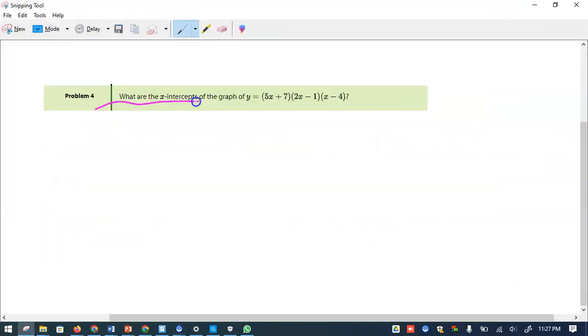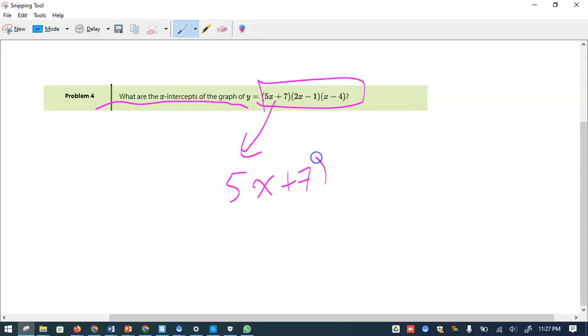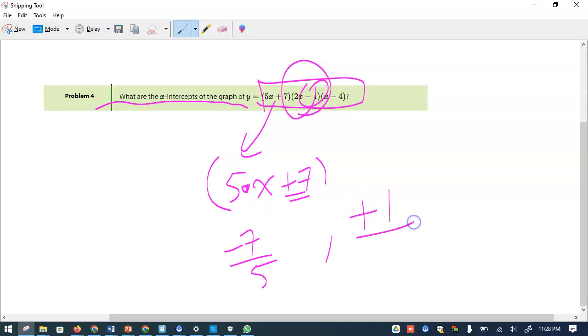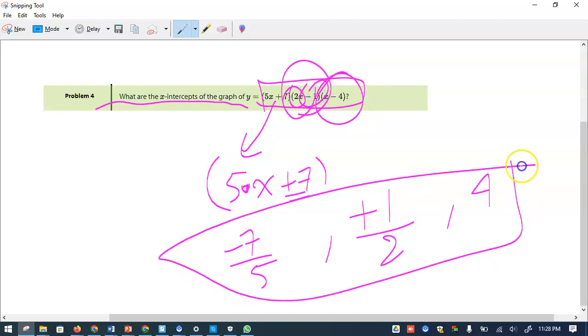Question number 4: what are the x-intercepts for this? So how do we find the x-intercept? It is where the function is zero. Suppose you have (x + 7): all you do is write the opposite, which is minus 7, and this is multiplied by 5. So the first answer is this. The second is over here: opposite of minus 1 is plus 1, and divide by 2, and you're done. And the last one is opposite of minus 4, which is plus 4. That's all it's asking you.